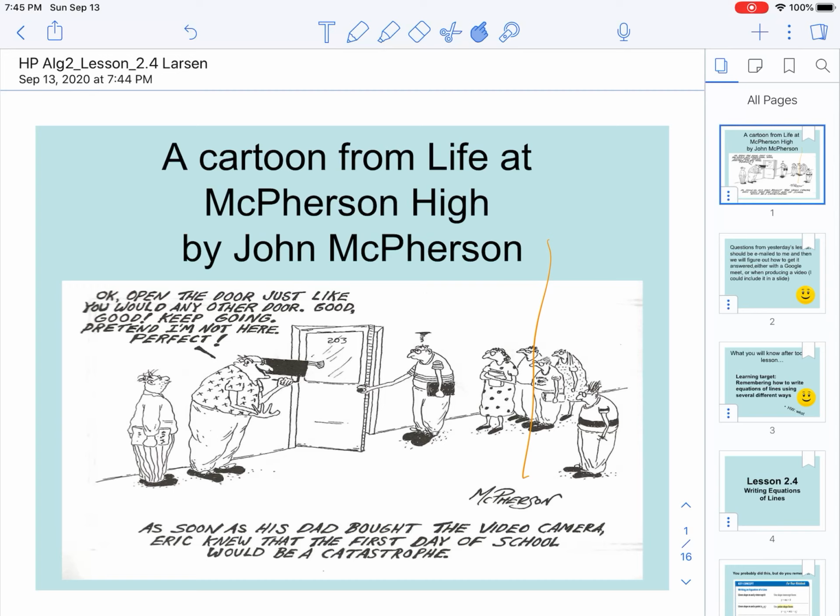We're going to be talking about some linear equations once again, but before we do, a cartoon from Life at McPherson High by John McPherson. What you'll notice is there's a father here. "Okay, open the door just like you would any other door. Good, good. Keep going. Pretend I'm not here. Perfect." And the caption down here is, "As soon as his dad bought the video camera, Eric knew that the first day of school would be a catastrophe."